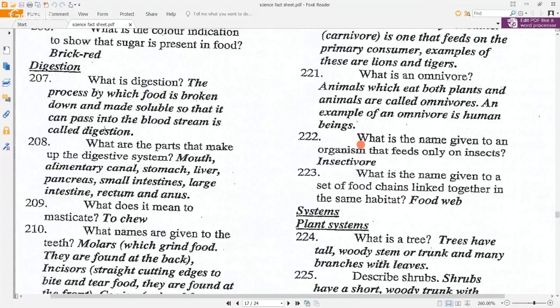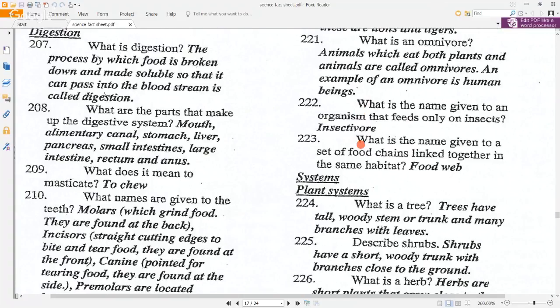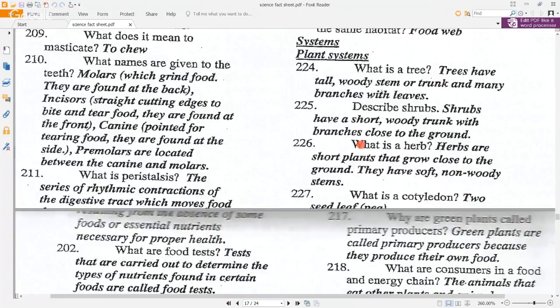We move now to systems. What is a tree? Trees have tall woody stems or trunks and many branches with leaves. Define shrubs. Shrubs have a short woody trunk with branches close to the ground. What is a herb? Herbs are short plants that grow close to the ground. They have soft, non-woody stems.